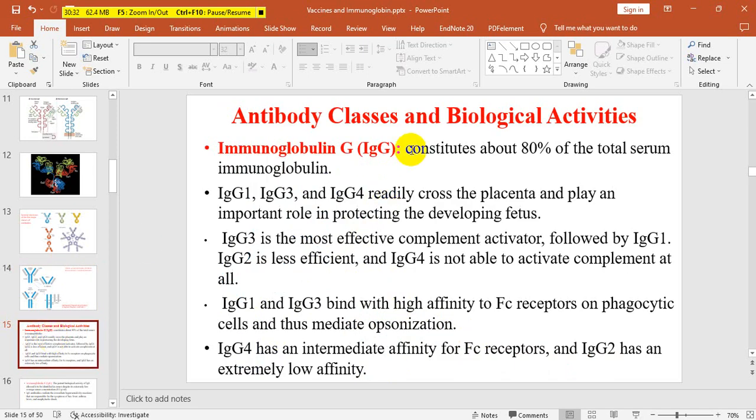Antibody classes and biological activities. Let's start with the immunoglobulin G. It constitutes about 80% of the total serum immunoglobulin, as I told you. And we have types: IgG1, IgG3, IgG4. They are those immunoglobulins that cross the placenta and play an important role in protecting the developing baby or fetus. So you read the rest. There are types IgG1, IgG2, IgG3, and what they do.